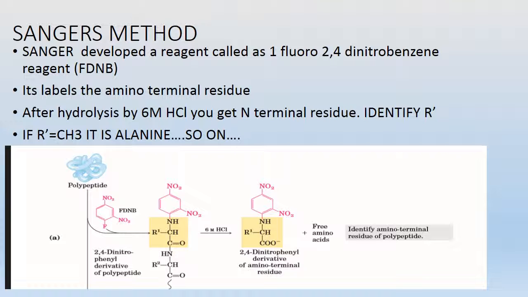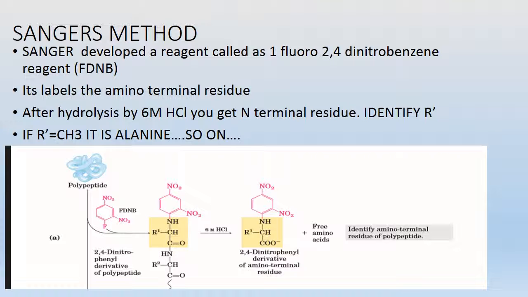So after you hydrolyze it, as you are seeing in the figure, there is a polypeptide. We are treating it with the FDNB, and it has labeled the amino terminal, that is the first amino acid present at the end terminal of the polypeptide. Once it has attached to the amino terminal of the polypeptide, we hydrolyze with 6 molar HCl, and it has undergone hydrolysis and separated the amino terminal residue and the remaining polypeptide chain.